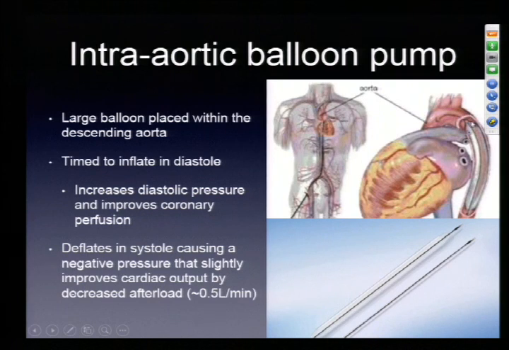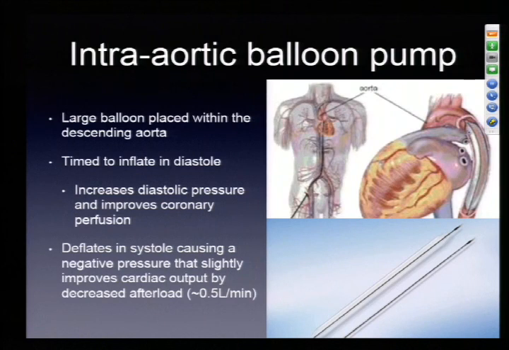And then it's timed to inflate in diastole so that you get a pressure wave of increased diastolic pressure, which helps with coronary perfusion. And then it deflates during systole so that when the heart pumps, there's actually a negative pressure and it slightly increases the cardiac output by decreasing the afterload at about 0.5 liter per minute. So it's very minimal hemodynamic support.